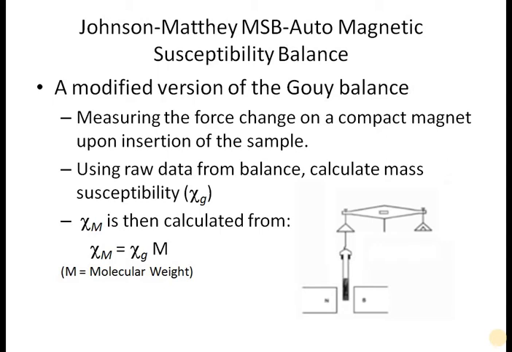Johnson Matthey MSB automatic magnetic susceptibility balance. This is a modified version of the Gouy method. We will discuss the Gouy method after some slides. It measures the force change on the compact magnet upon insertion of the sample. Using raw data from the balance, we calculate the mass susceptibility, psi g. Psi m is calculated from psi m equals psi g times M, where M is the molecular weight.